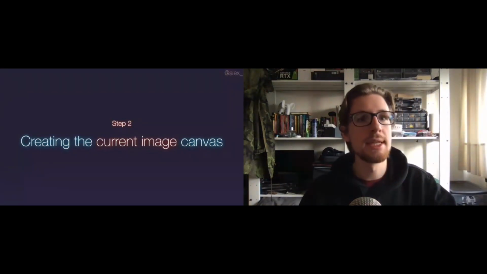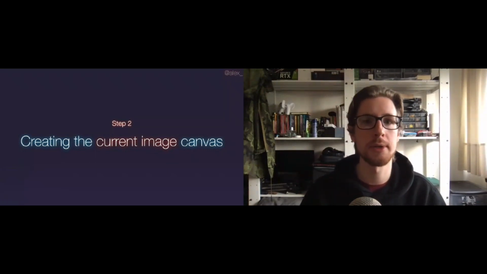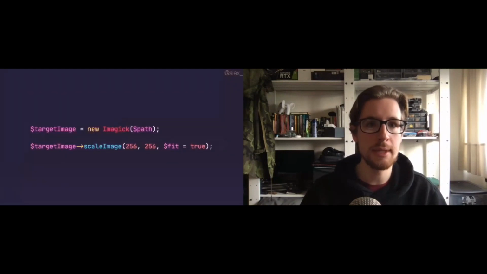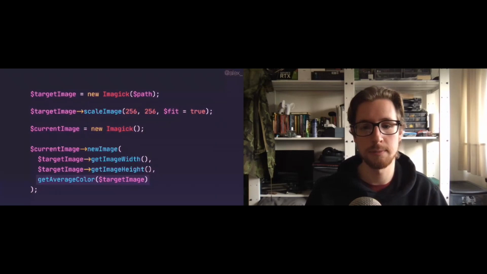The next step would be to create that empty current image canvas. That was sort of our work in progress canvas. And again, here's that code from before, and we'll add some code to create a new imaging instance. But now we're not loading a file, we're just creating a new image. And this new image is going to have the target image's width and height. And we're also going to fill it with the average color of the target image.